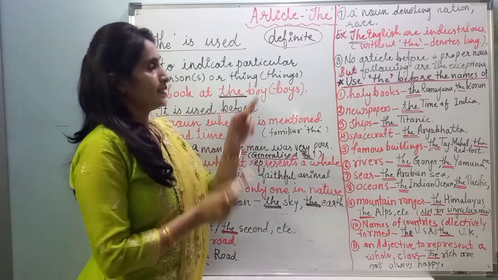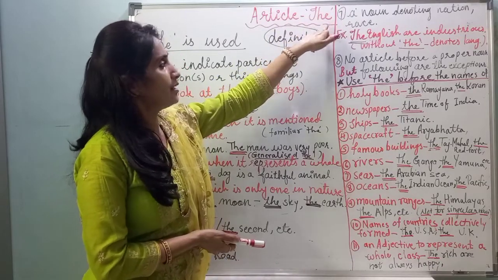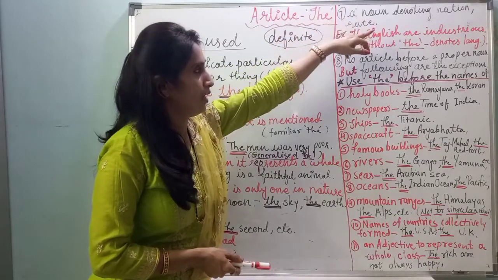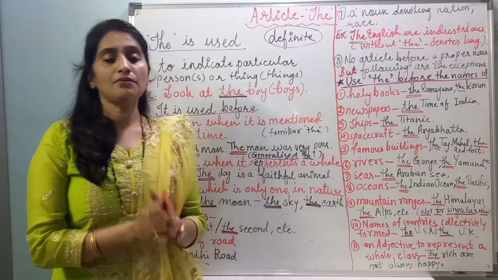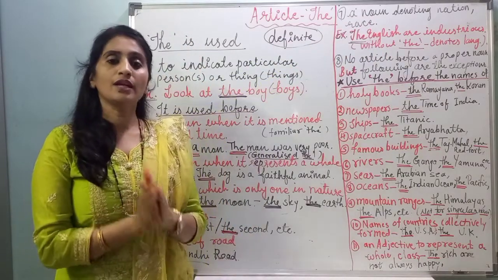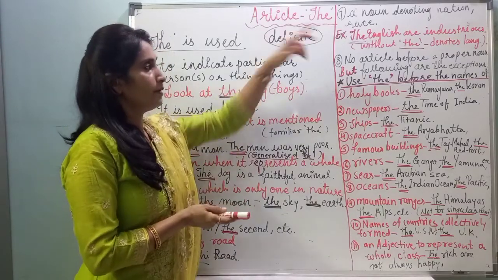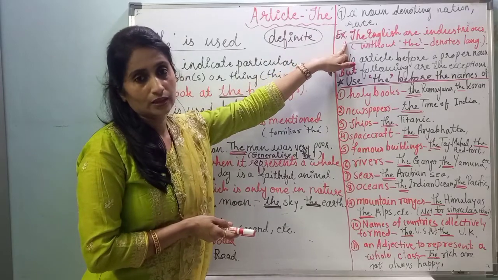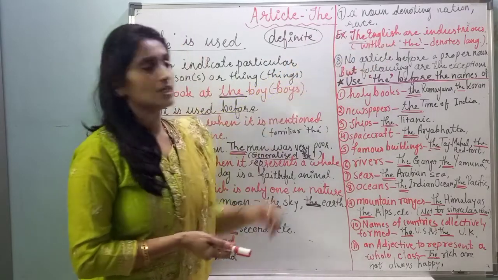The next thing is number 7. We should make use of the definite article the before a noun denoting nation or race. If a noun denotes nation or race, before it we should make use of the article the. For example, the English are industrious.